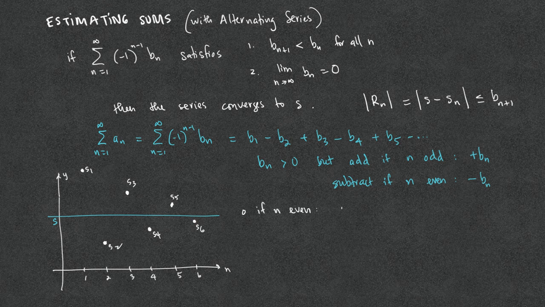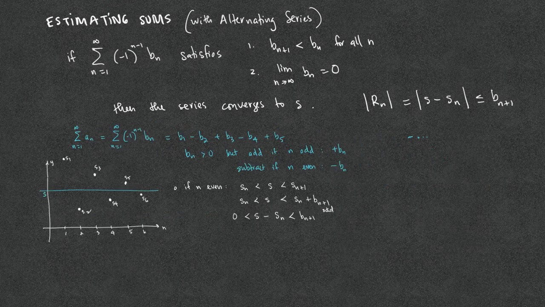If n is even, then s sub n is less than s sub n plus 1, where s sub n plus 1 is s sub n plus b sub n plus 1, which is an odd term, so we add. We see that s minus s sub n is less than b sub n plus 1.